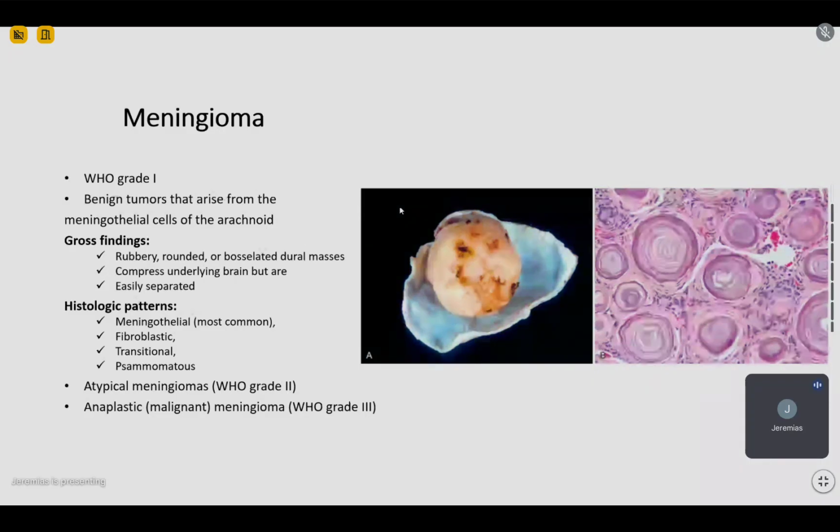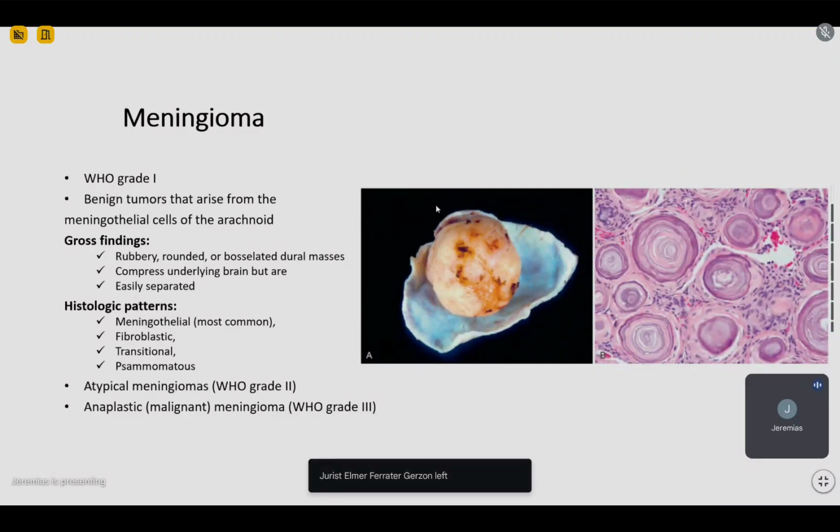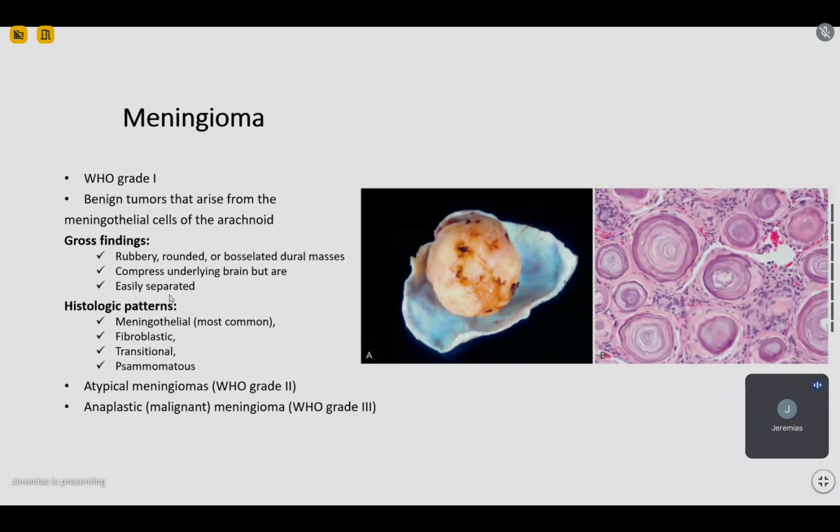Here is one, this is called psammomatous. These are psammoma bodies. So if psammoma bodies predominate in the meningioma, it is classified as the psammomatous type of meningioma. For atypical meningiomas, WHO grade 2. Again, if it is anaplastic, automatically grade 3.